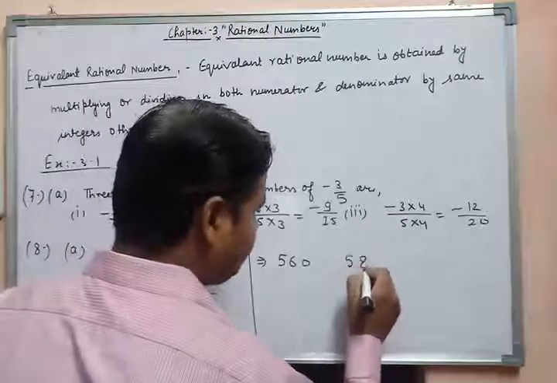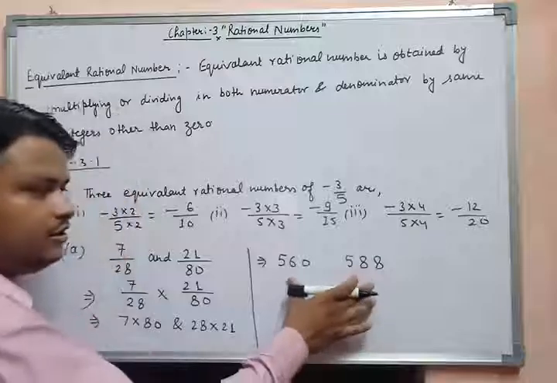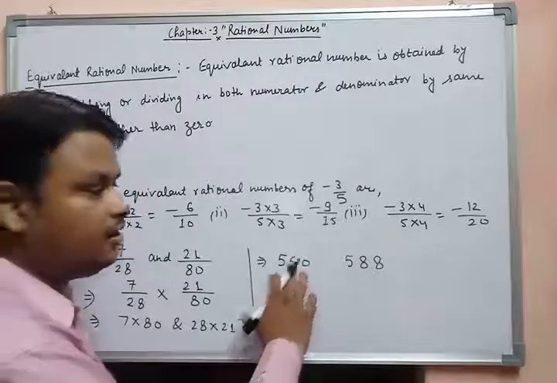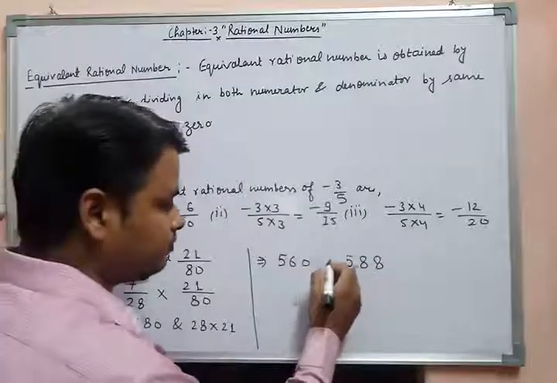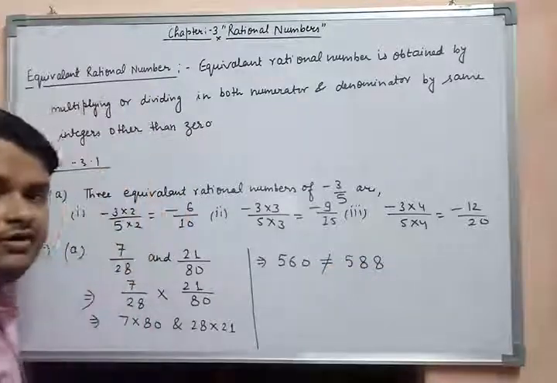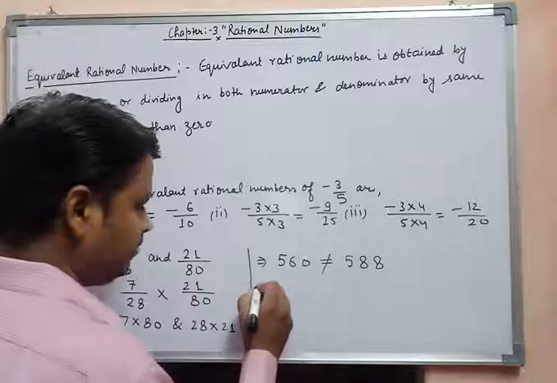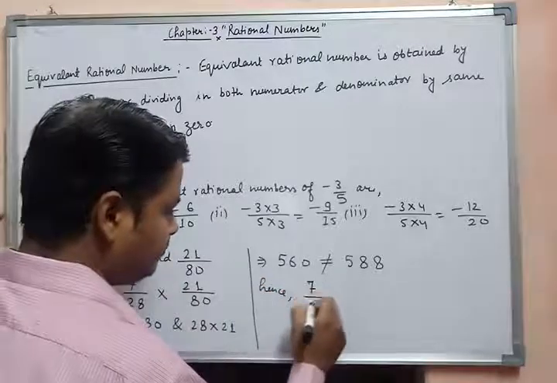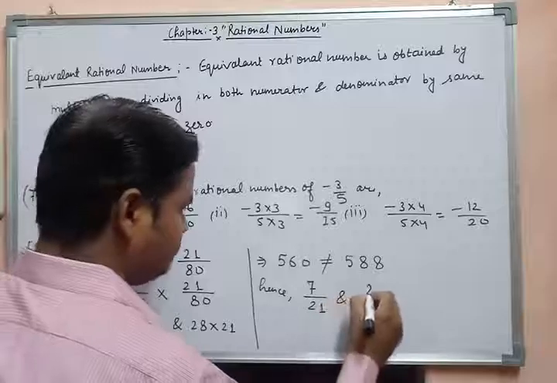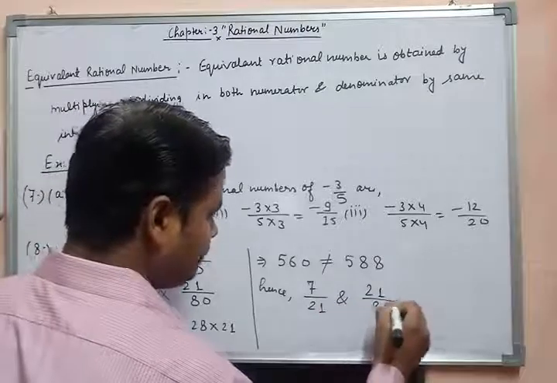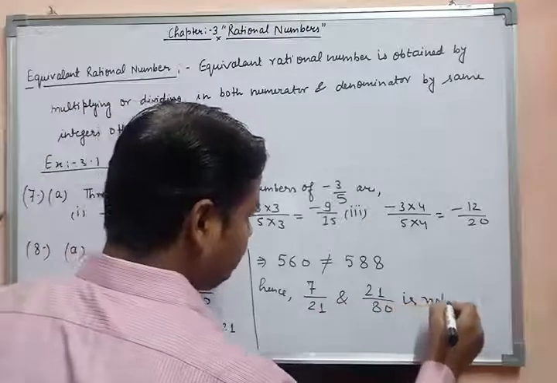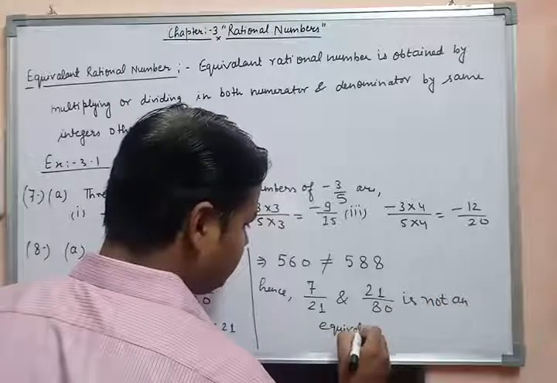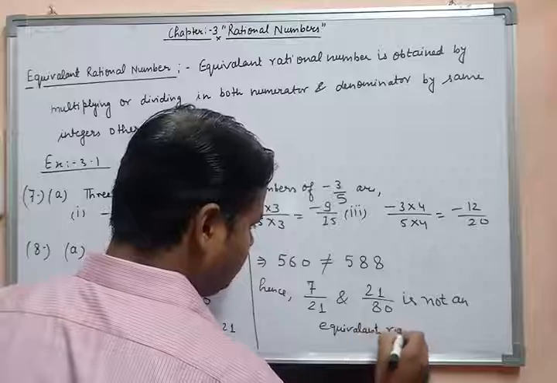5 double 8 is 588. So are both the numbers equal? No, because this is 560 and here this is 588. So both the numbers are not equal. Hence we can say that 7 upon 21 and 21 upon 80 are not equivalent rational numbers.